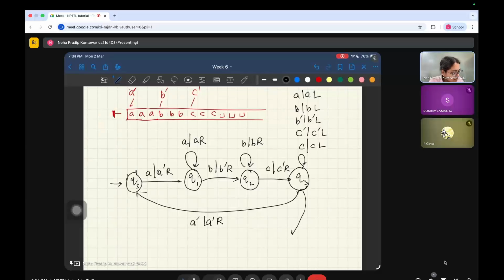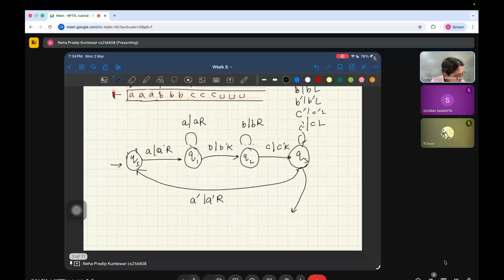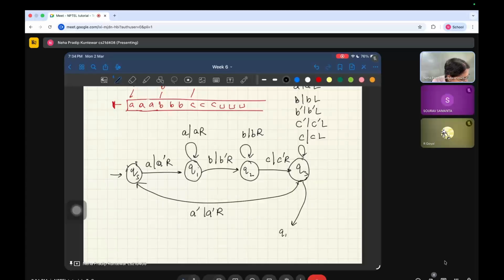The rejecting case would be that you have exhausted A's, but there are fewer number of B's here. So maybe what you can do is simply, when you have exhausted a C, you go to Q4 and you see if there is a blank.